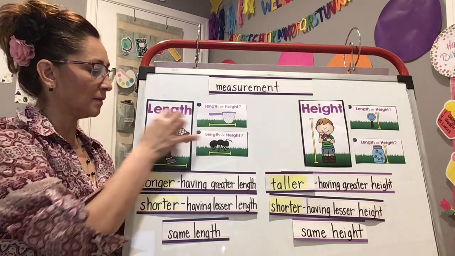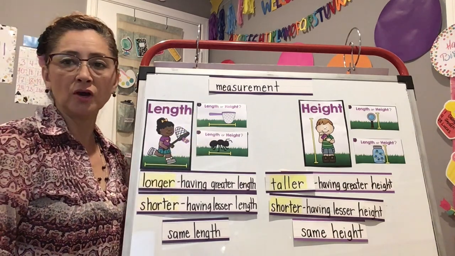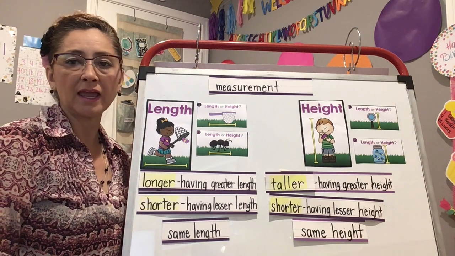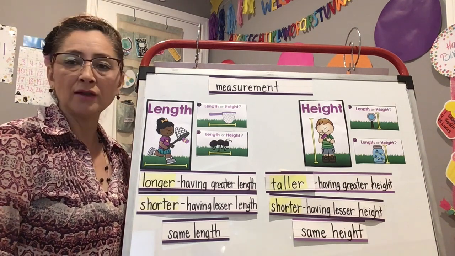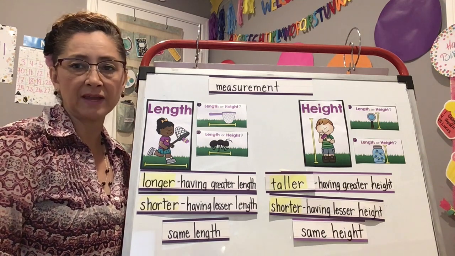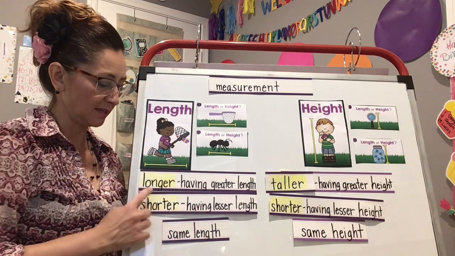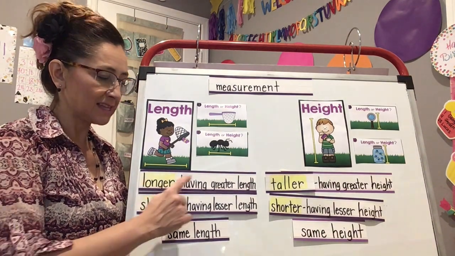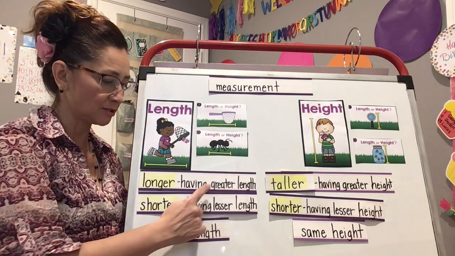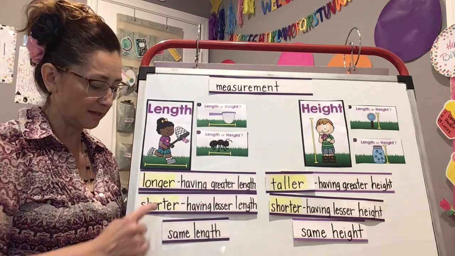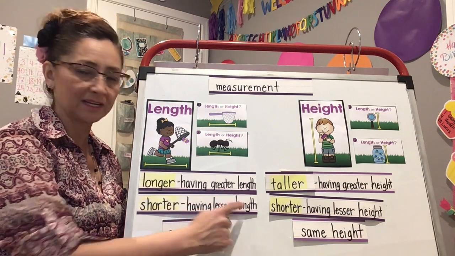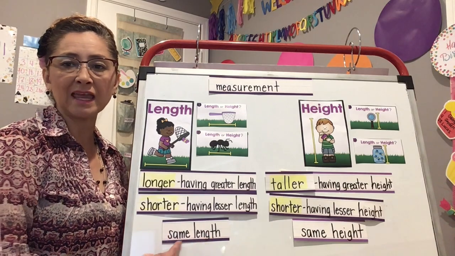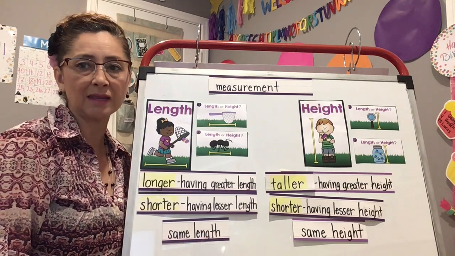Now, when we're talking about length, we want to know how long an object is. And the words that we use to compare objects and their length are longer and shorter. Longer means having greater length, more length, and shorter means having lesser length, less length. Or sometimes we can also use the phrase same length when the objects are the same length.